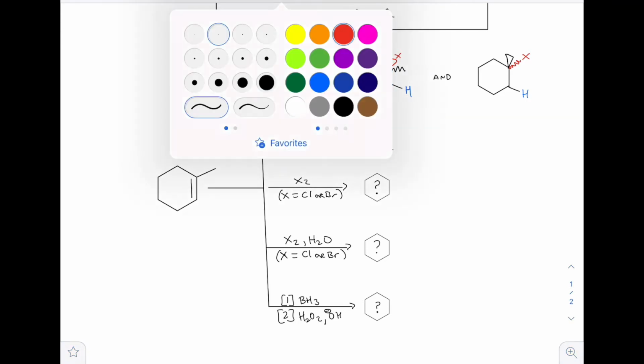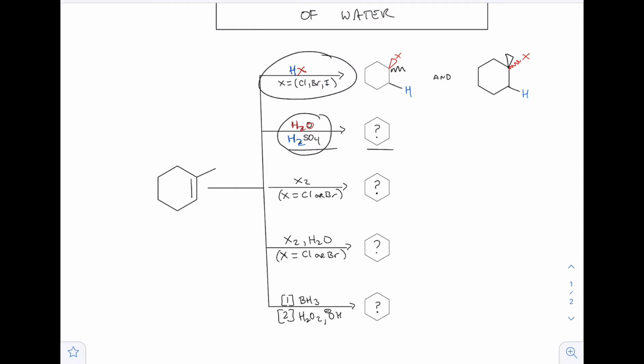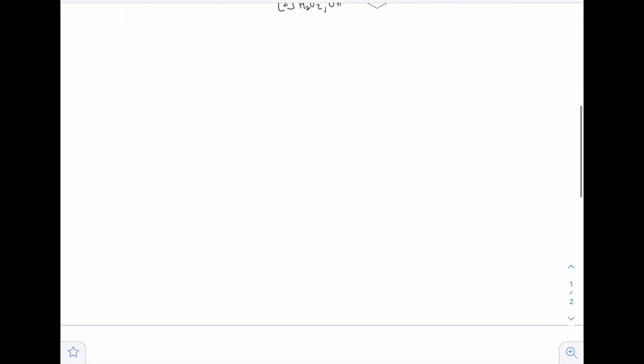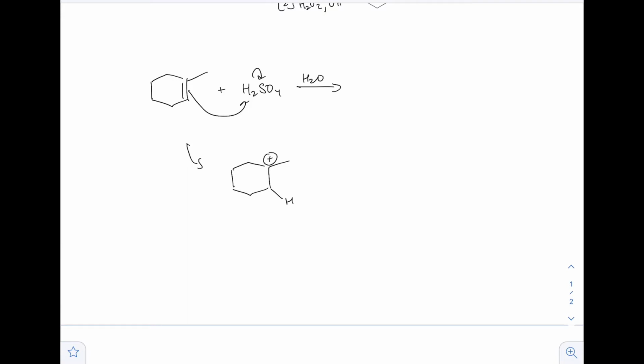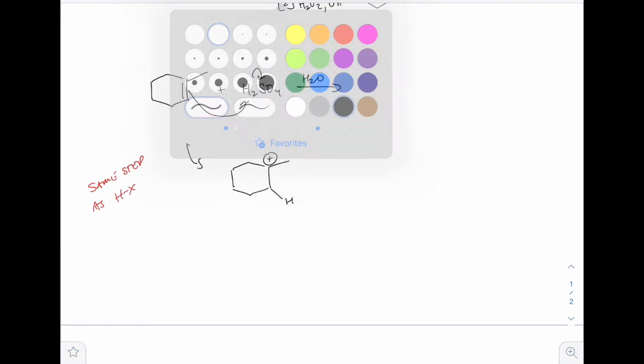So now we have water and acid. The acid is going to protonate, and water is going to be our nucleophile. We also have another nucleophile, our alkene, and what that does is it attacks the proton in a similar fashion to the HX reaction. And so what do we get after that? Well, we get the same carbocation intermediate, right? We've seen this before, so this reaction shouldn't be too difficult to follow. Same step as HX addition.